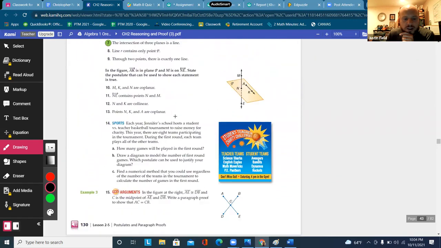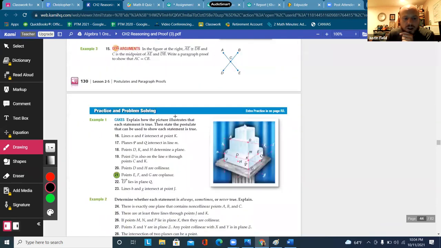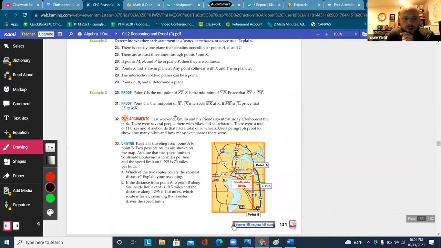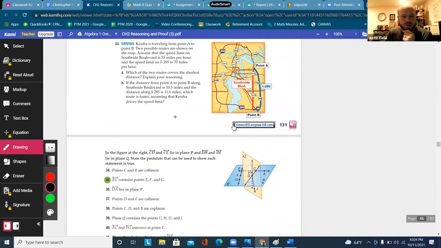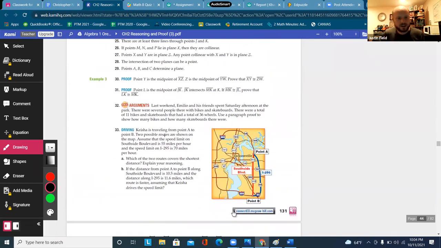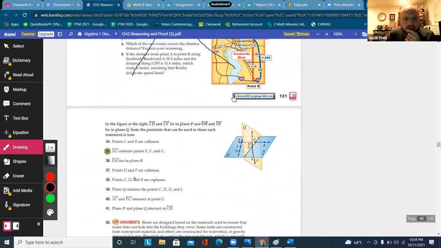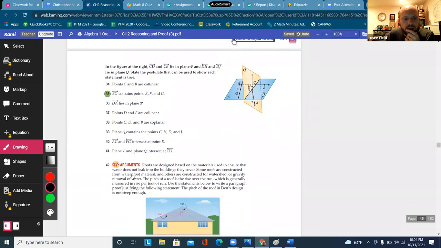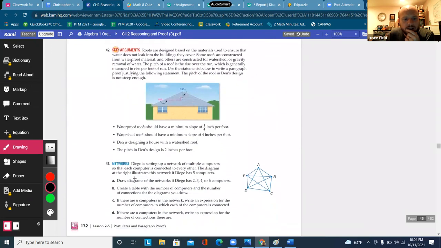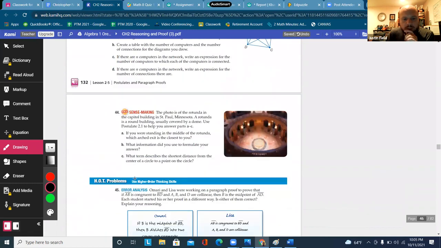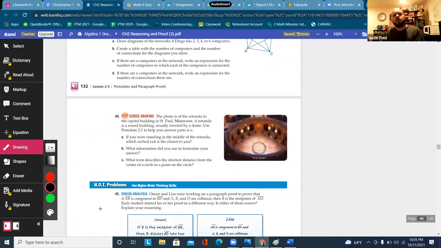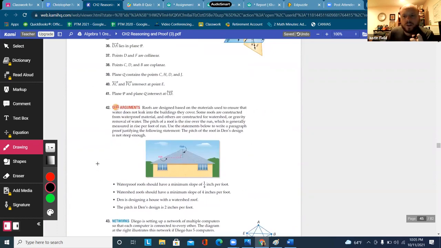So let's knock off some of these. You don't need to do anything from example 3, because that's a paragraph proof. We're not going to do that. Anything that's a paragraph proof, you don't have to do. But the always, sometimes, or never, knowing those postulates, you do have to do that.